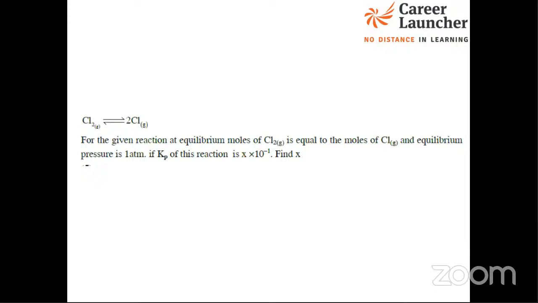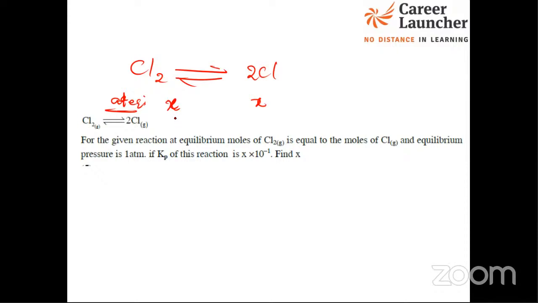Cl2 gives 2Cl for the given reaction. The equilibrium moles of Cl2 is equal to the moles of Cl. At equilibrium pressure of 1 atmosphere, find the value of X. So here it is based on the equilibrium reaction. Cl2 gives 2Cl. If you observe carefully, for the given reaction at equilibrium, the moles of Cl2 is equal to that of Cl. Both are equal, so at equilibrium this is X and this is also X.